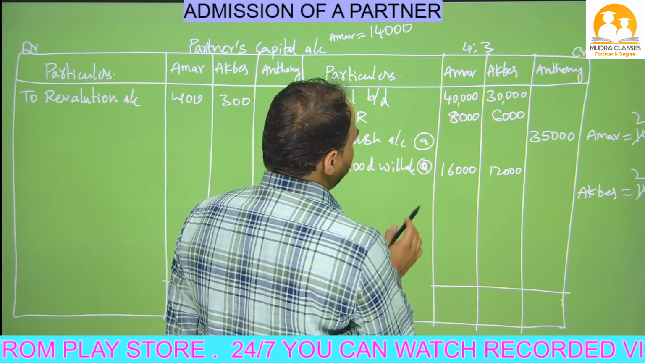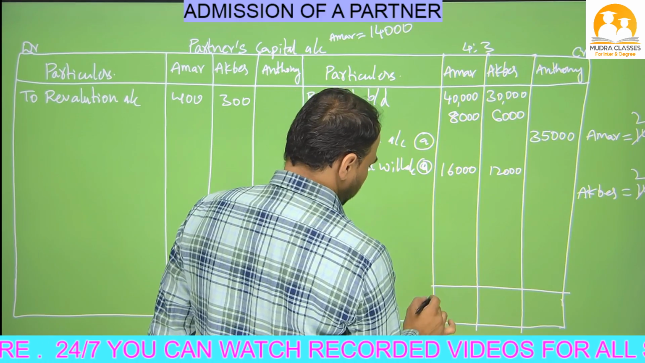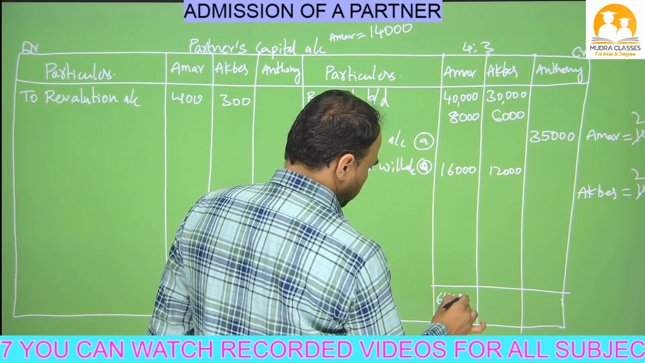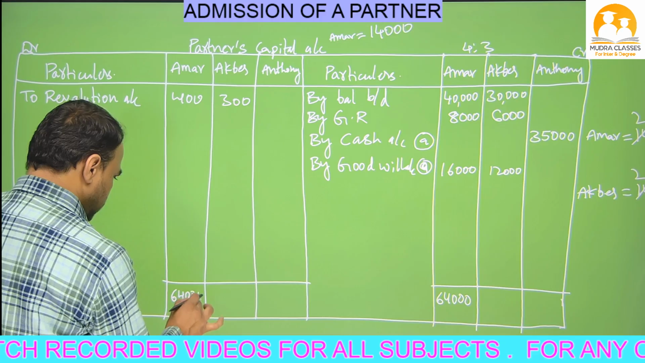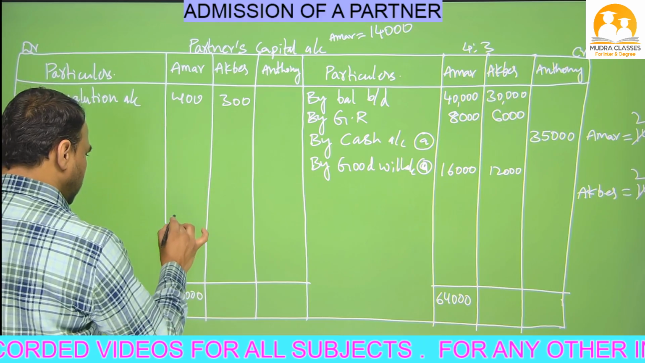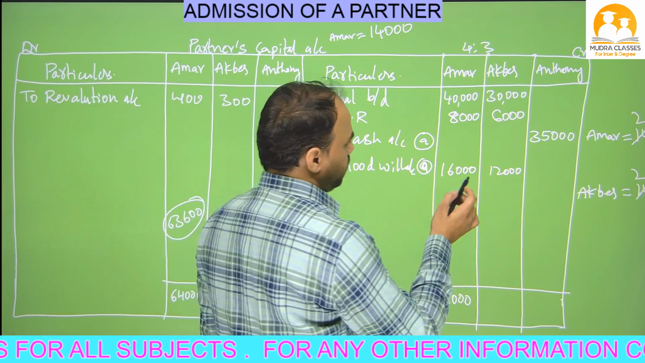First Amar's capital, let's see: 40 plus 16, 56, 64. So 64,000 rupees we got. Here also we'll write the same big amount, 64,000 rupees. 64,000 minus 400, how much? 63,600. Okay.